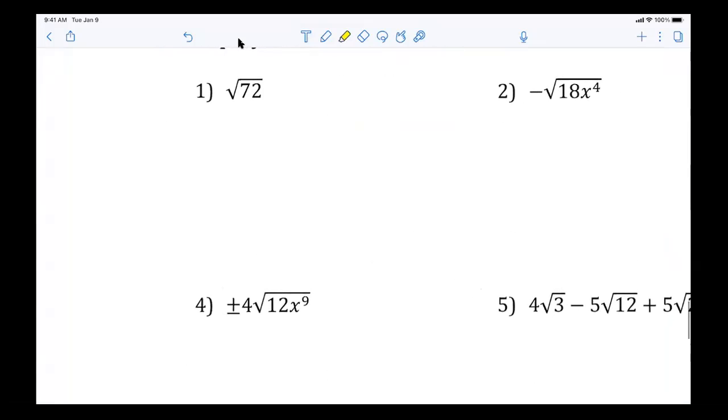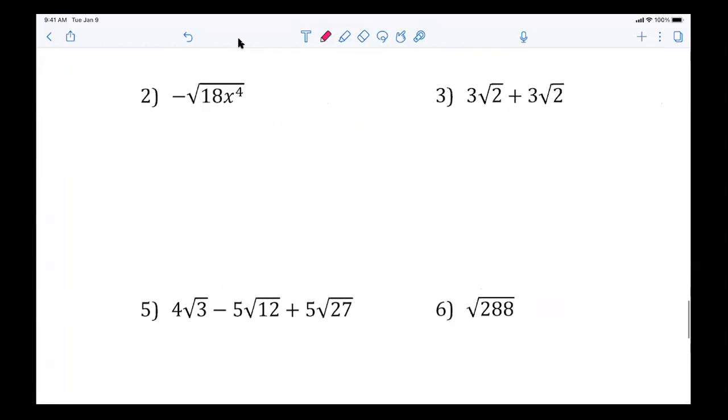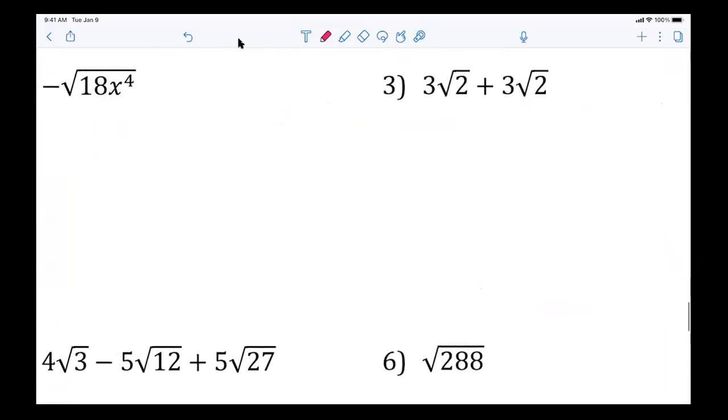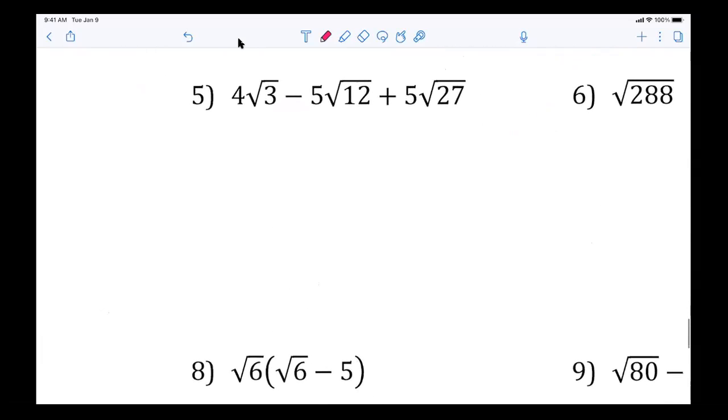Who remembers the square root of 72? What does that break down to? Thank you very much. 36 times 2. So then what's the square root of 36? There you have it. 6 radical 2. Easy. All right, let's check out number 3 now. What is that? 6 radical 2. Now remember, your job is to say, okay, I forgot, it's been a long time. Everybody good with that? All right, here we go. Number 5. We have to break these down.